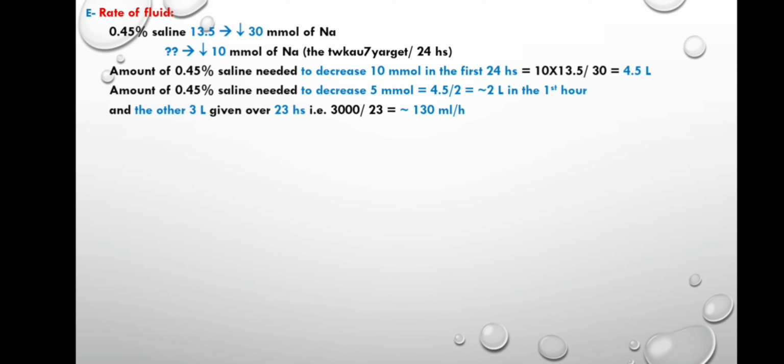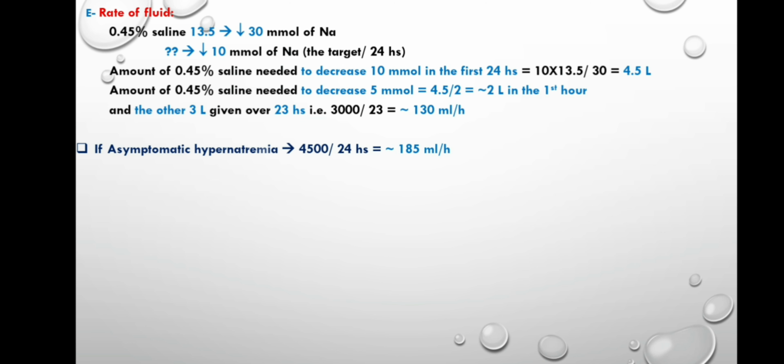I think it's clear. Okay. If the patient is asymptomatic, as a hint, you shouldn't give this bolus of 2 liters in the first hour. You should decrease sodium gradually over the first 24 hours. So you will give this 4.5 liters over the 24 hours, which is about 185 ml per hour.